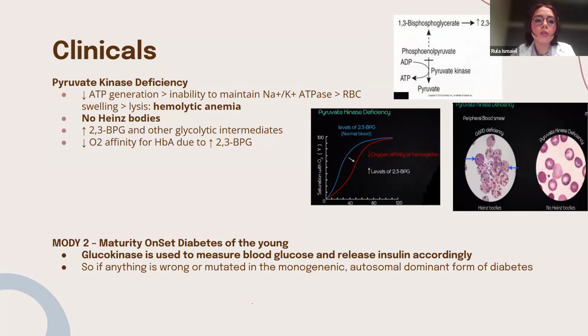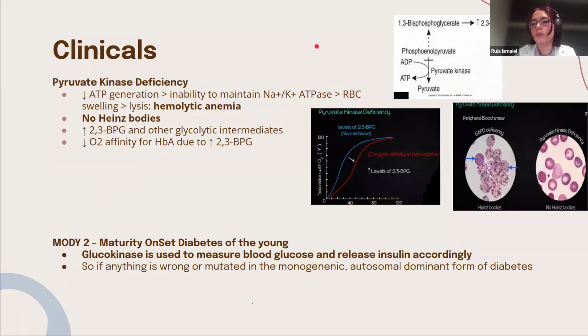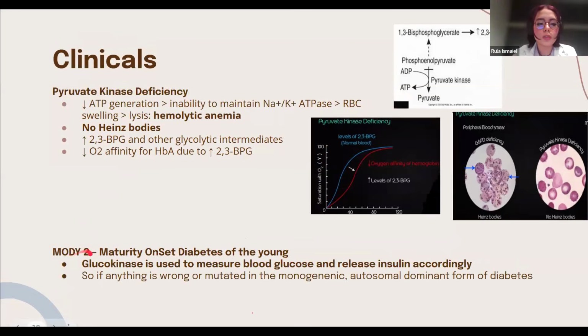You'll also see hemolytic anemia. This is one of the causes of hemolytic anemia. However, this is not the main cause of hemolytic anemia. It can be caused by a lot of things, but this is one of them. So that's for pyruvate kinase deficiency. Also, the whole reason that RBCs swell and rupture is because the sodium potassium pumps are not being maintained, so the equilibrium becomes weird.